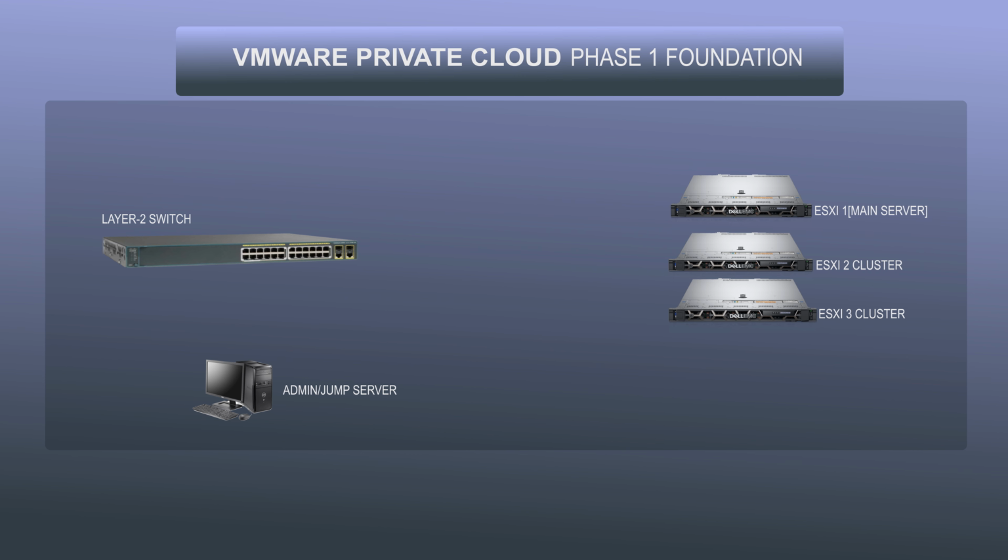Today we are building the foundation of a modern VMware private cloud from the ground up. Let me show you the components I have here in my setup. A layer 2 switch, ESXi1, which is the main server, ESXi2 as a cluster, and ESXi3 as a cluster as well. And finally, one admin workstation, also called the jump server.